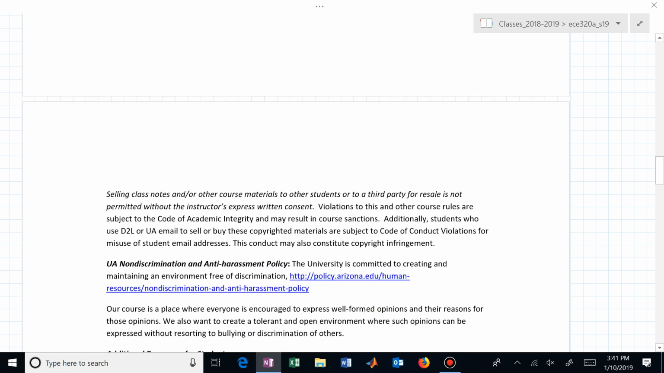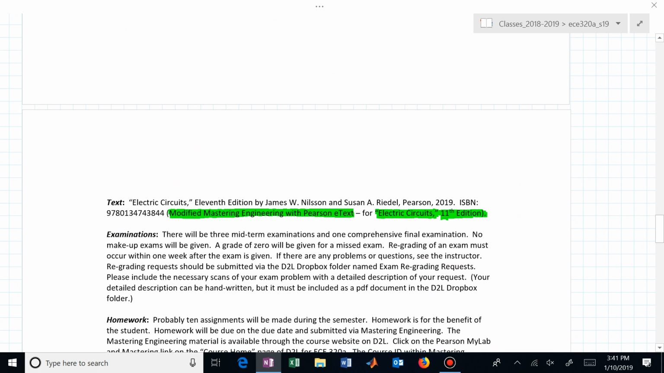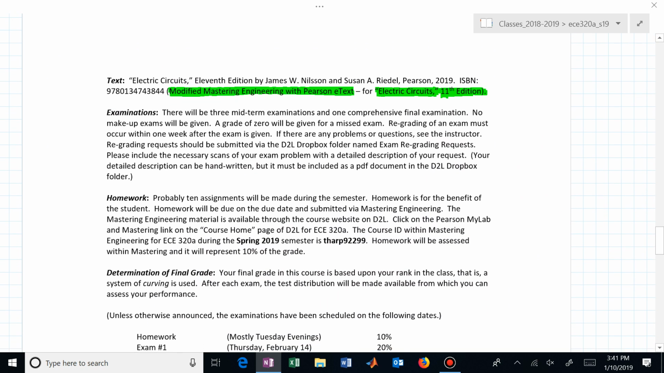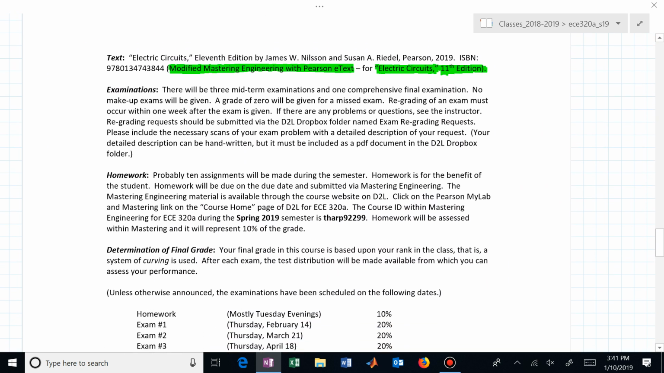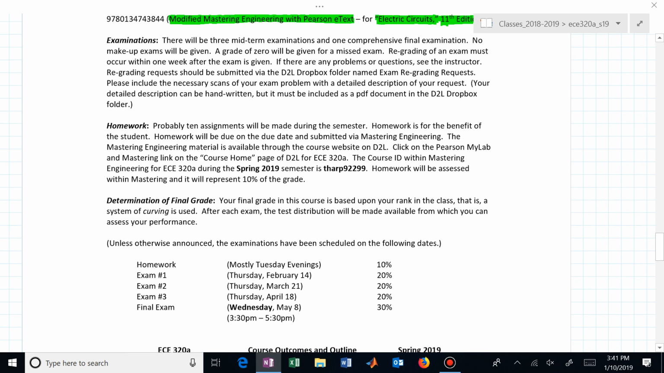This is some of the main required material, but the book is the 11th edition of Mastering. And here is probably what you're more interested in. The homework is 10% of your grade. There are 3 exams. Those dates, I thought you would enjoy an exam on Valentine's Day, of course.